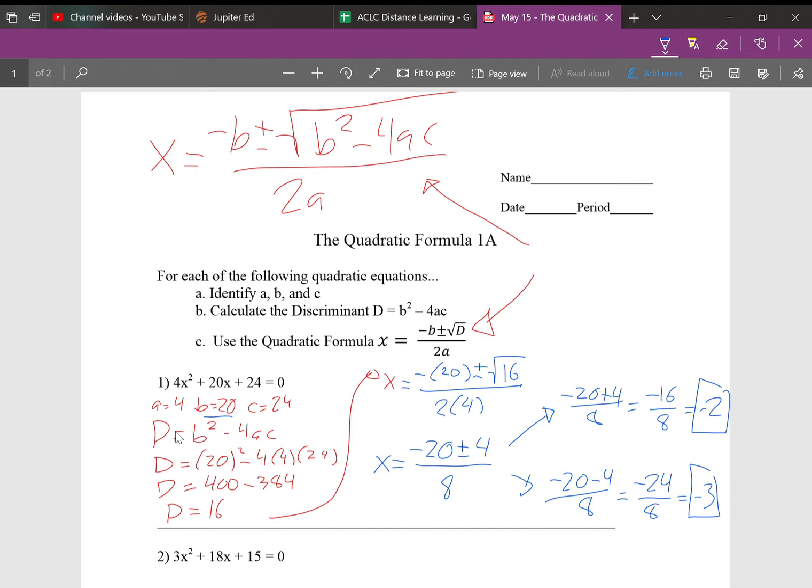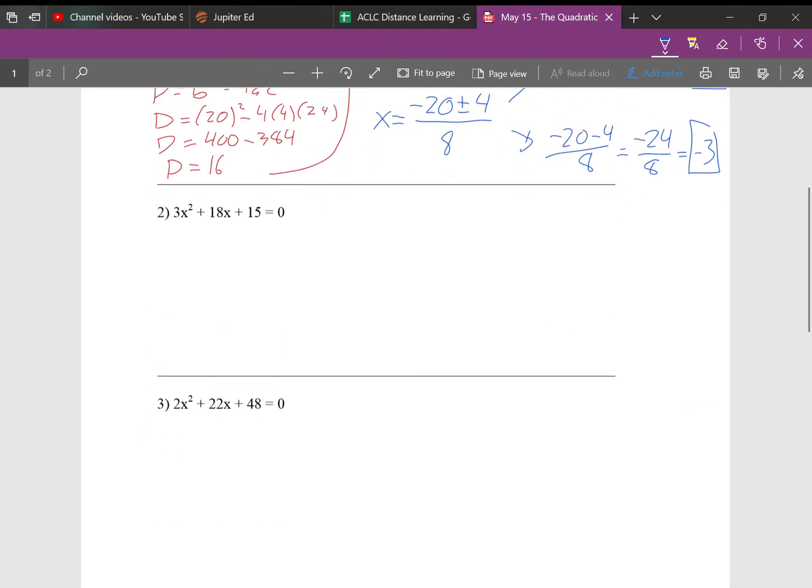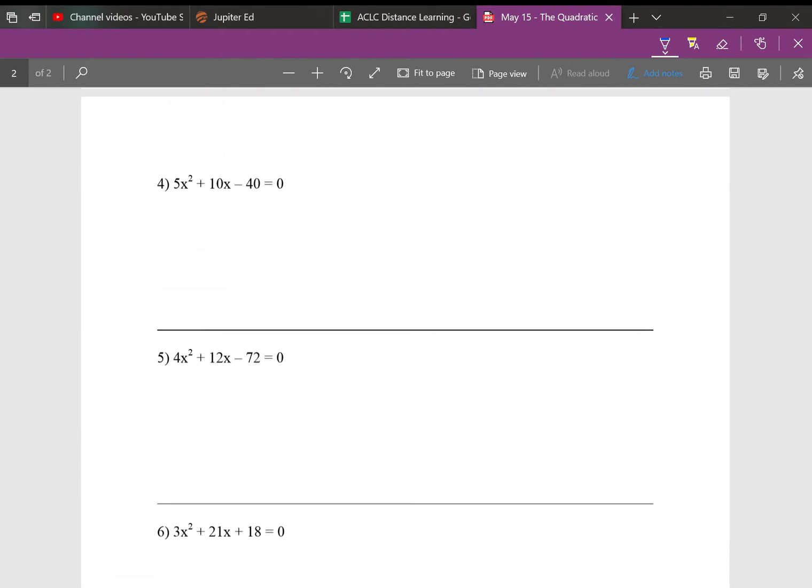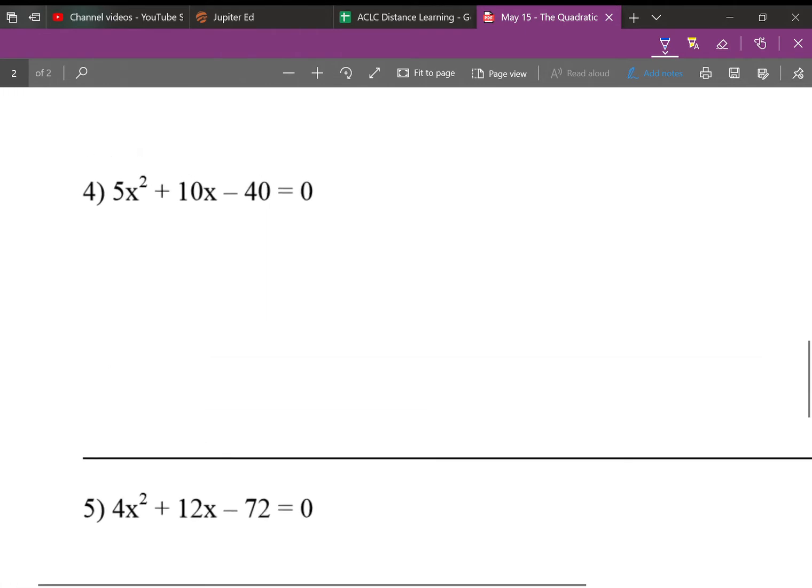I want to do one more problem on the Quadratic Formula 1A worksheet. You can see here number 1, which we just did. I'm going to go down to, let's try, number 4. So, what are the steps? We first identify A, B, and C, then we find the discriminant, and then we plug it into our quadratic formula. So let's go through those steps.